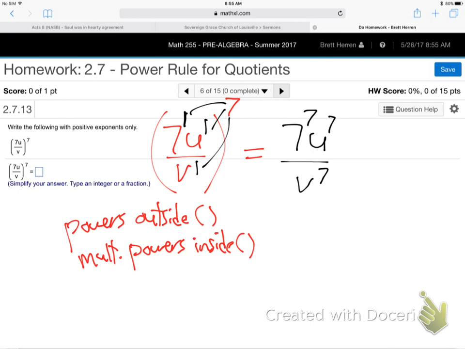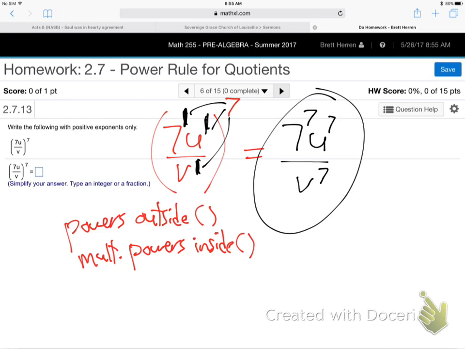Good. So the answer would be 7 to the power 7, u to the 7th, over v to the 7th. That whole thing is the answer. Where's the 1? On top of the 7. Yes, right here, the invisible 1. There's an invisible 1 power on everything, and that 7 power outside multiplies all those invisible 1s. Everybody has the invisible 1 power.